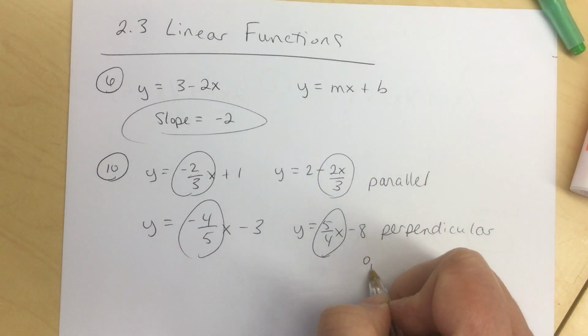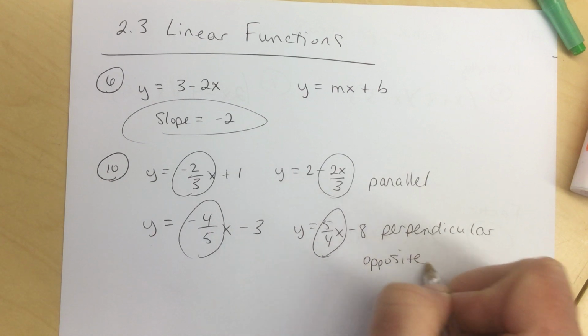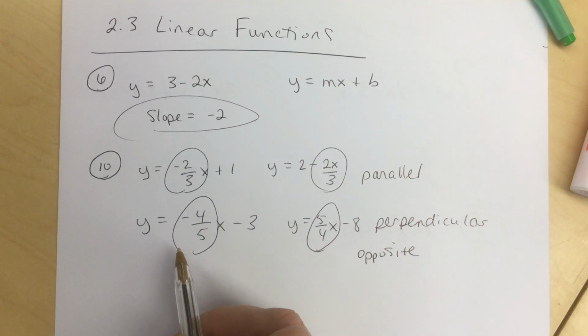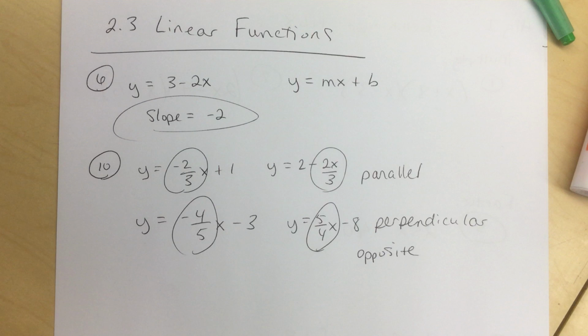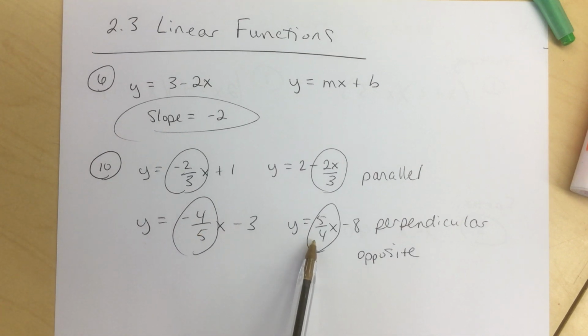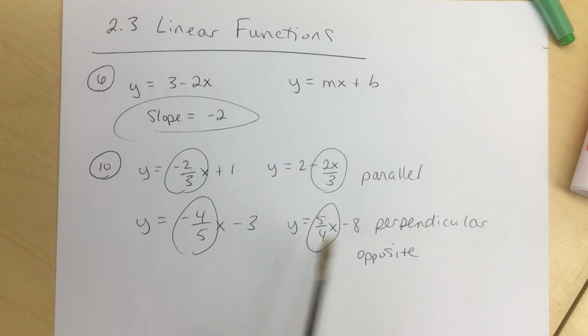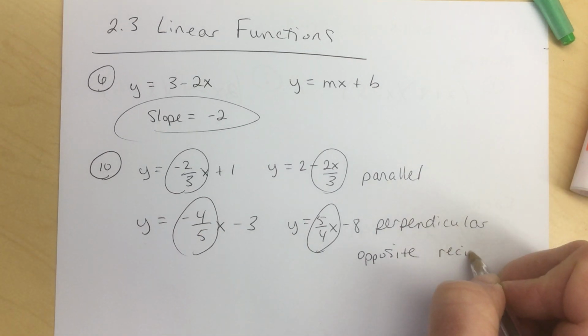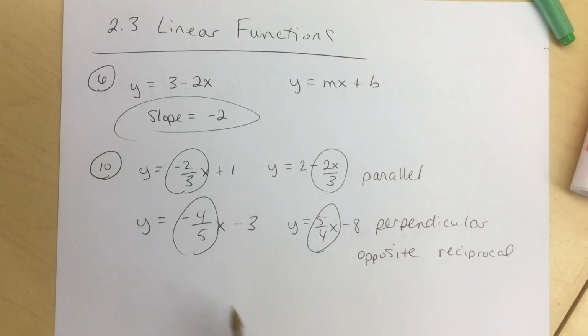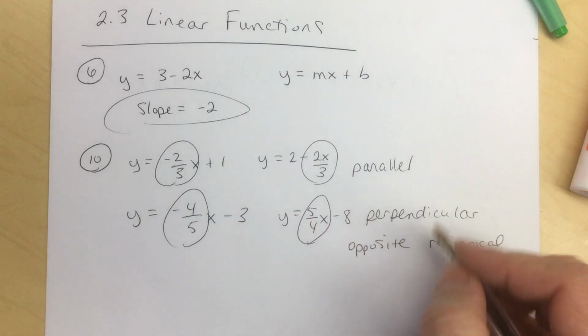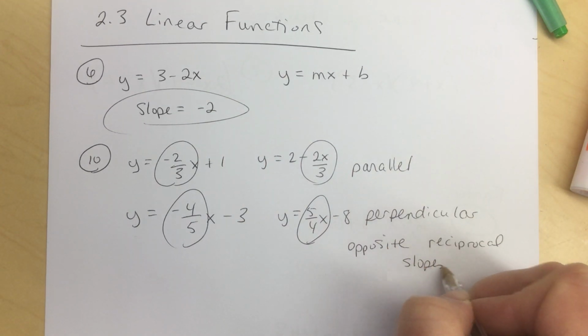Perpendicular lines have opposite, meaning opposite signs. One's positive and one's negative. Opposite does not mean reciprocal. Students use that word wrong, okay? So this is negative, this is positive. That's what makes them opposite. And then reciprocal is what flips them over. This is 4/5, this is 5/4. Perpendicular lines have opposite reciprocal slopes.